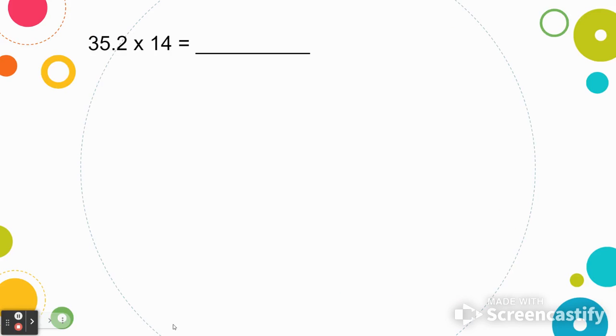Now let's try multiplying a decimal by a whole number. Here we have 35 and 2 tenths times 14. We can use whole numbers to relate to this problem to help us multiply. 35 and 2 tenths is very similar to 30.